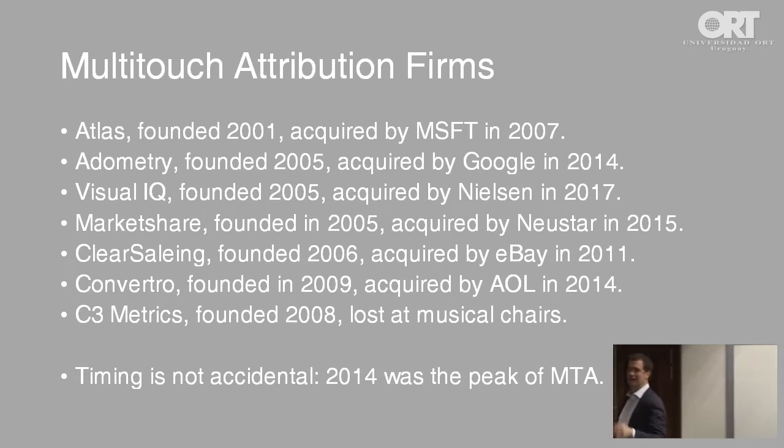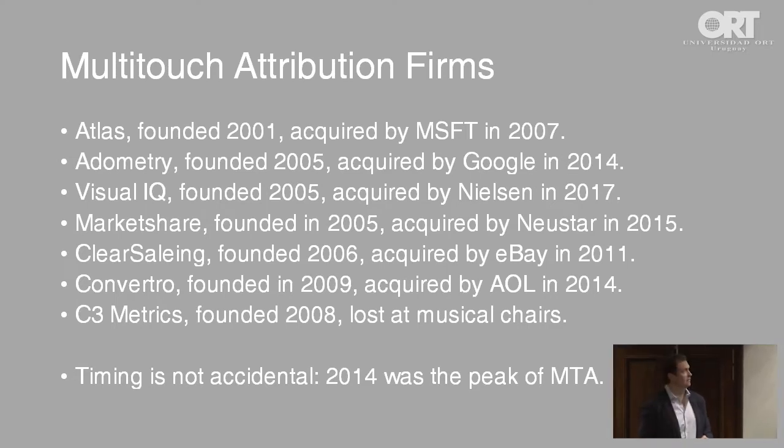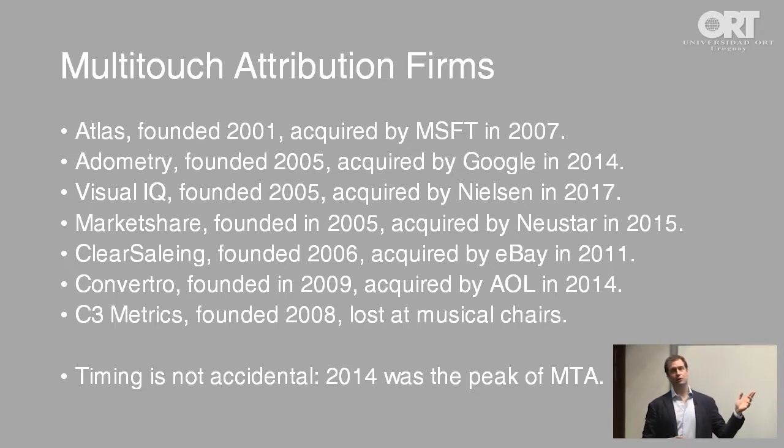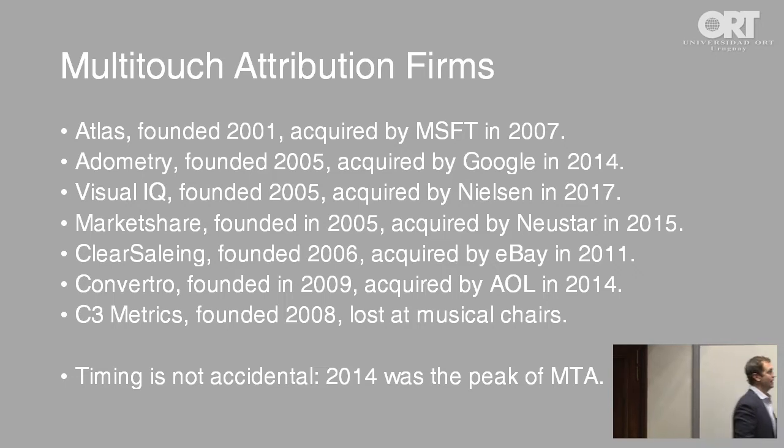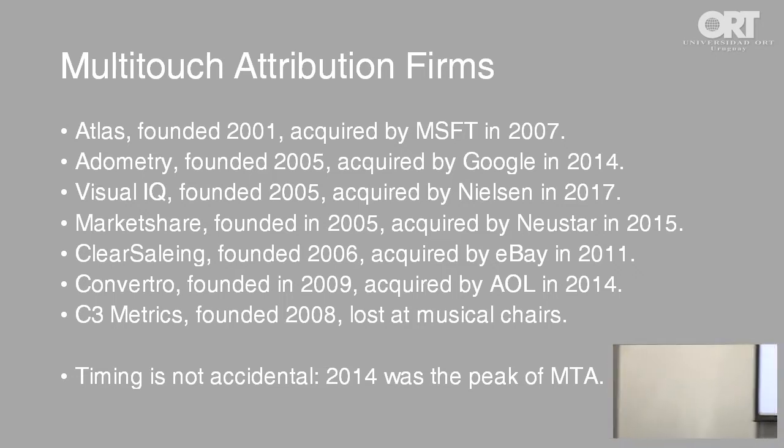Which is an unusual sort of claim to fame. There's a company called Odometry. They were founded in 2005 and purchased by Google. I don't know the purchase price, but I suspect it's in the high hundreds of millions or around $1 billion. Visual IQ uses an agent-based model to do multi-touch attribution, and they were acquired by Nielsen in 2017.